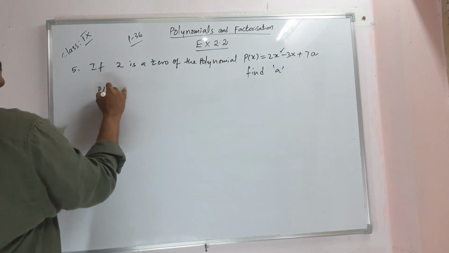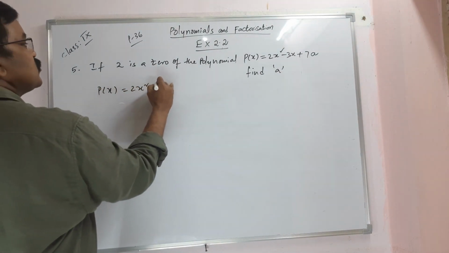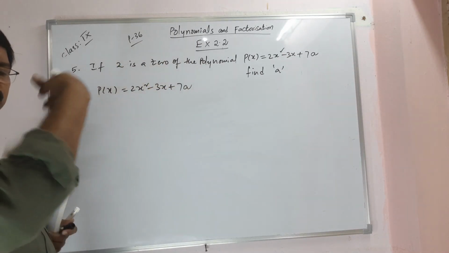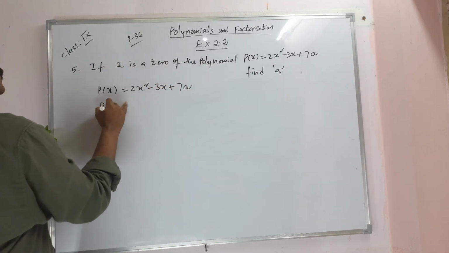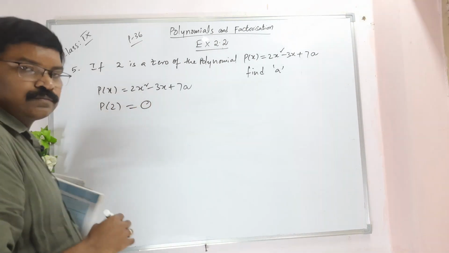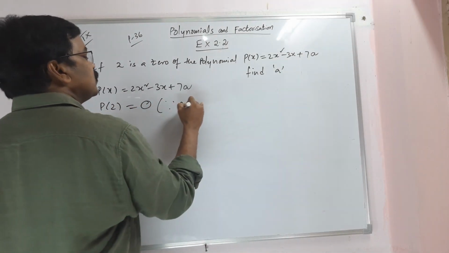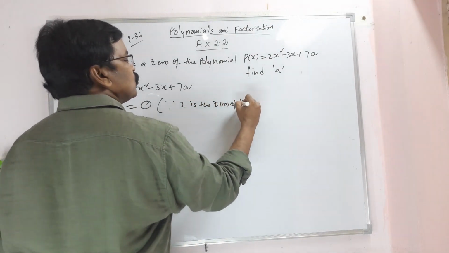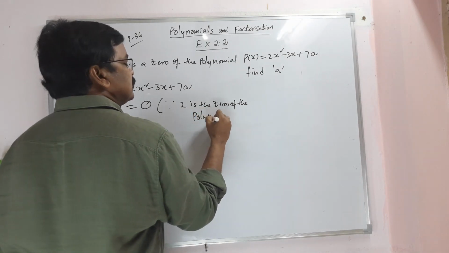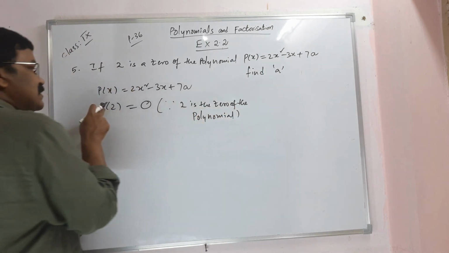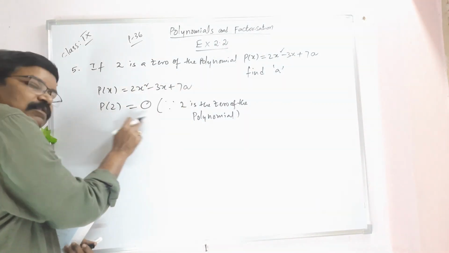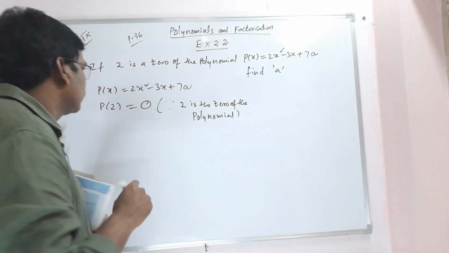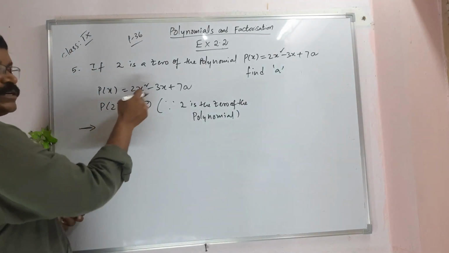What is given? p of x is equal to 2x square minus 3x plus 7a. 2 is the zero of the polynomial. It's already given. That means p of 2 should be equal to 0, no? Why? Since 2 is the zero of the polynomial, at x is equal to 2 the value of the polynomial will become 0. p of 2 is equal to 0. Understand? Okay, let us substitute x is equal to 2 there.